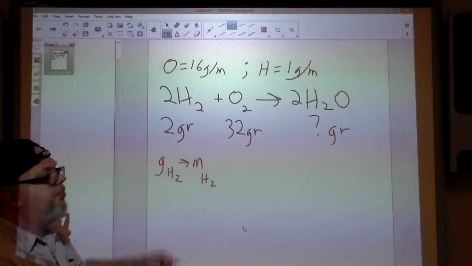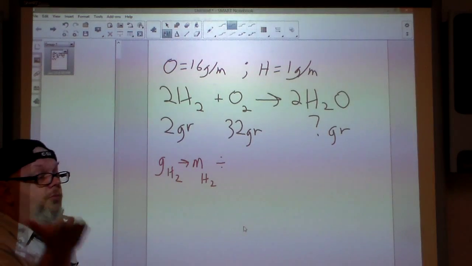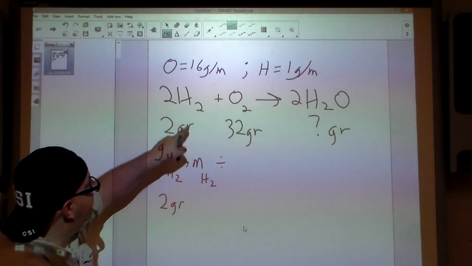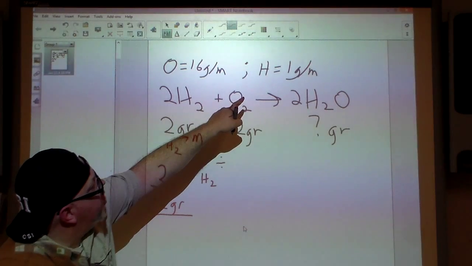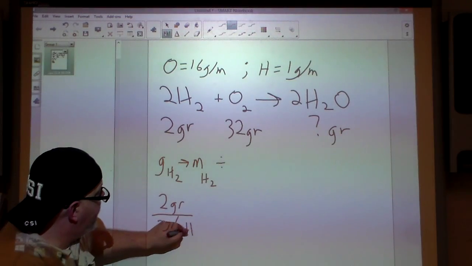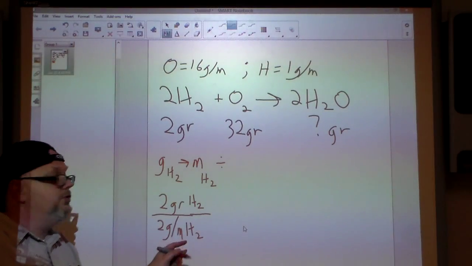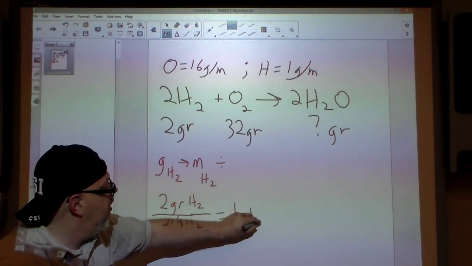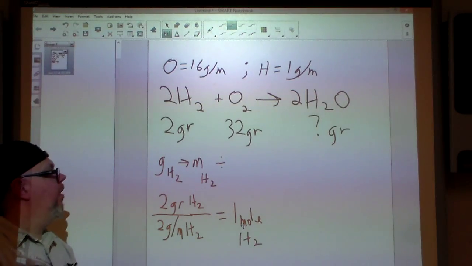And we're going to go from grams to moles. If we go from grams to moles, that means we're going to divide. What are we going to divide? We're going to take our 2 grams that they gave us here, and divide that by, let's see, it's 1 gram per mole for 1 hydrogen, so it'll be 2 grams per mole of hydrogen gas. Notice I included the units here so that you can see that, and I end up getting 1 mole of hydrogen gas. Okay, that's fine.